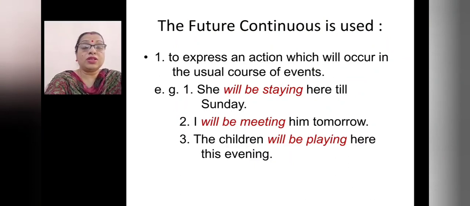So future continuous tense is used to express an action which will occur in the usual course of events. She will be staying here till Sunday. I will be meeting him tomorrow. The children will be playing here this evening. So, will be plus an ing form, right?